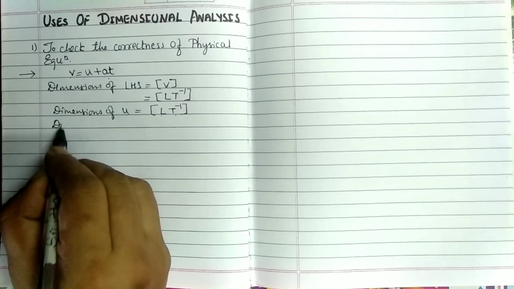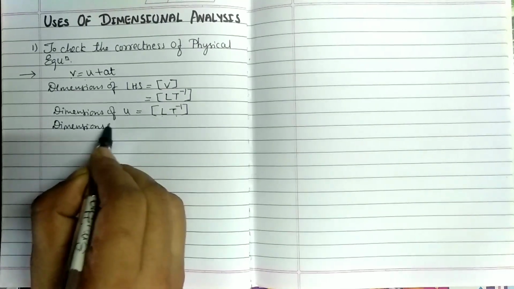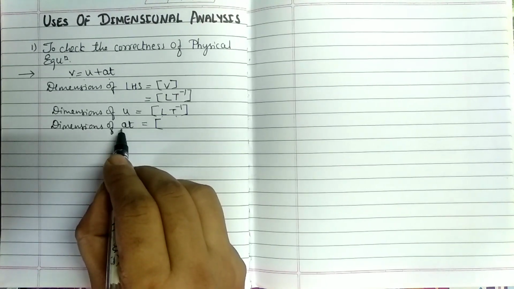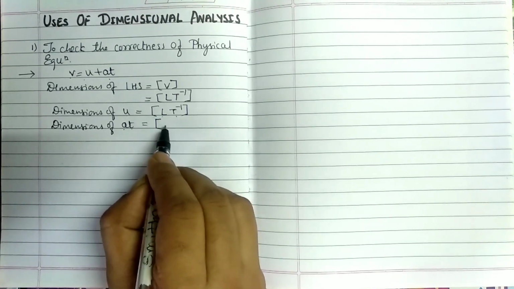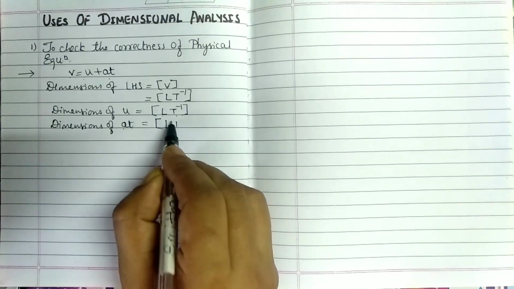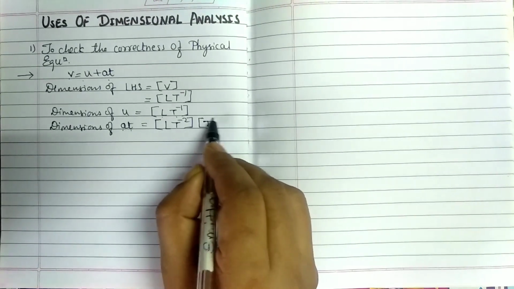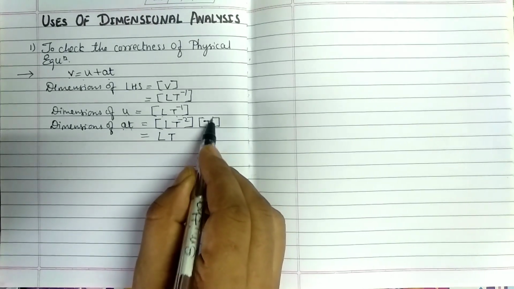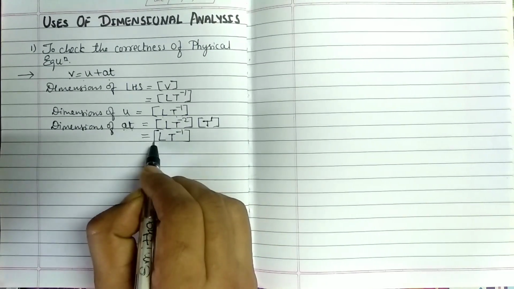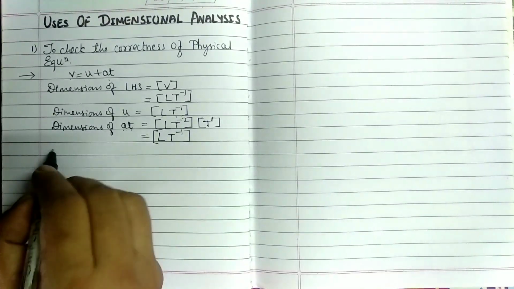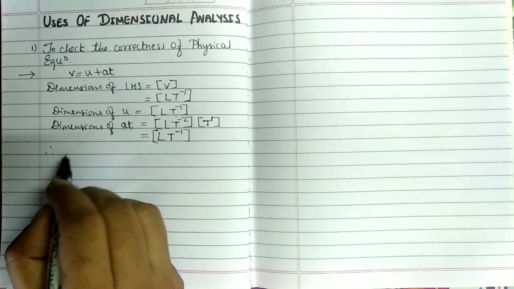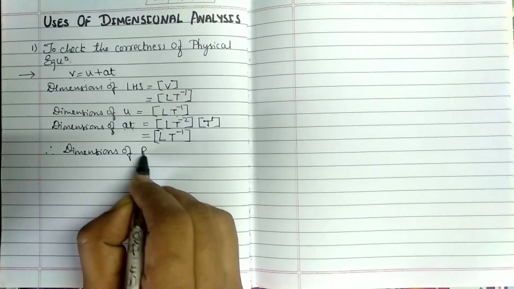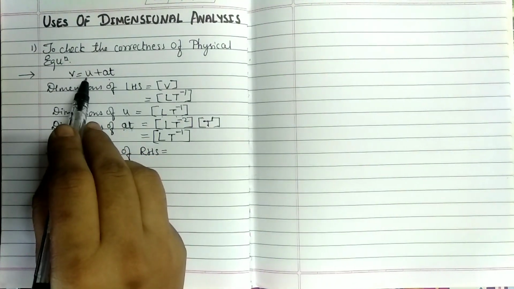So consider dimensions of at. What are the dimensions of acceleration and time? Acceleration is L t to the minus 2, and t is the time, so I take t over here. If you apply indices, minus 2 plus 1 will become minus 1. So therefore dimensions of RHS, what you have in RHS in this equation, u plus at.